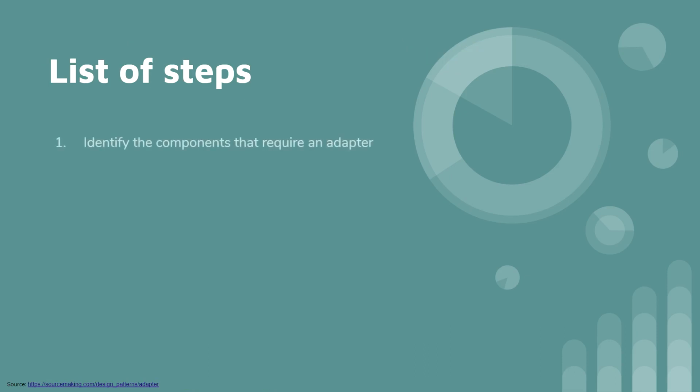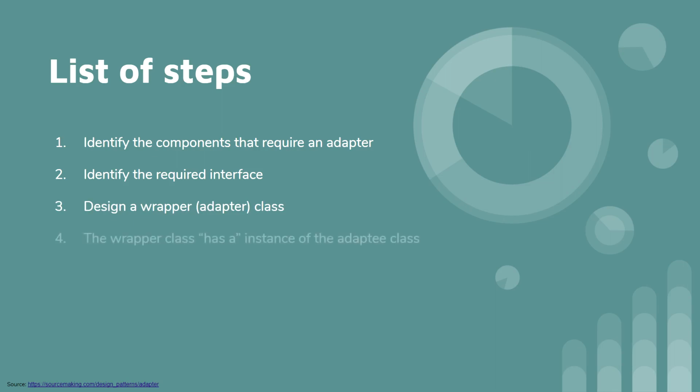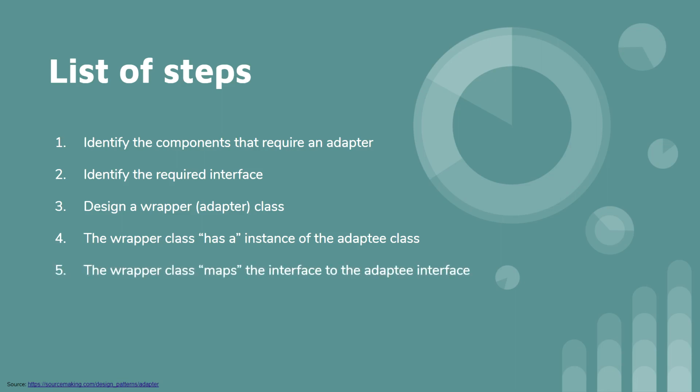First step is to identify which classes you're trying to use that are incompatible. Then you take the output sent by the first class, and look at how it's different from the input required. And then you can use that to design your wrapper class so that you can adjust your output to the required input. And then as part of that process, the wrapper class has an instance of the adaptee class. And the wrapper class maps the interface to the adaptee interface. And then you program your client to couple to the new interface so that everything can run smoothly.